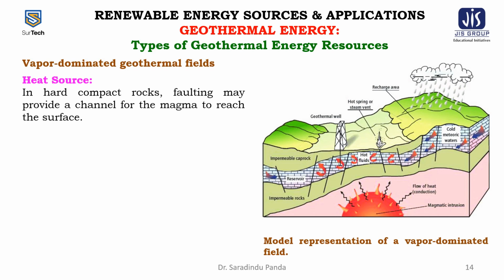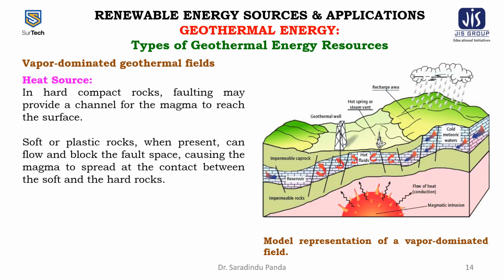In hard compact rocks, faulting may provide a channel for the magma to reach the surface. Soft or plastic rocks, when present, can flow and block the fault space, causing the magma to spread at the contact between the soft and the hard rocks.